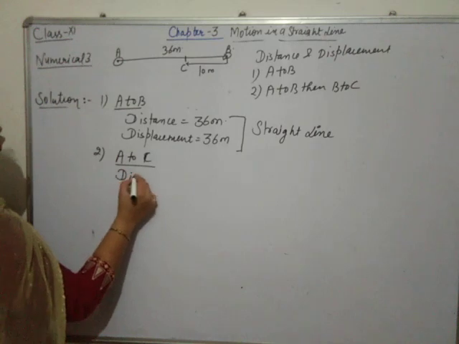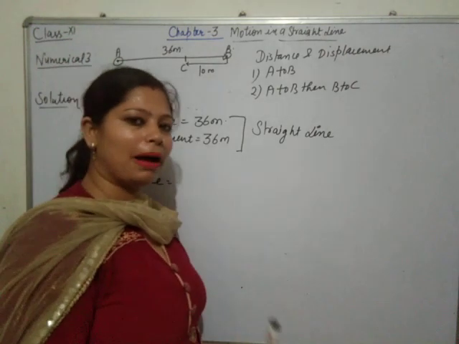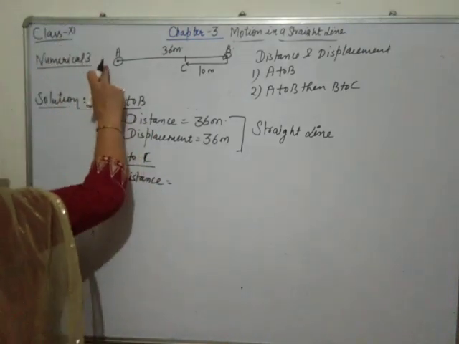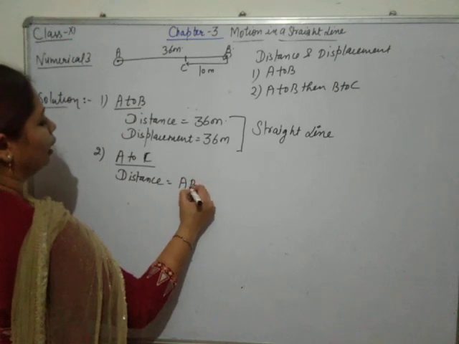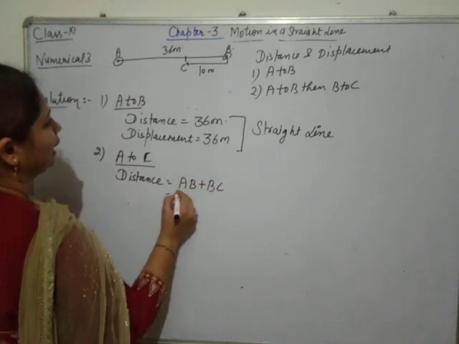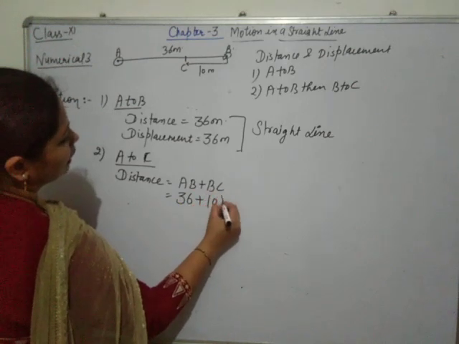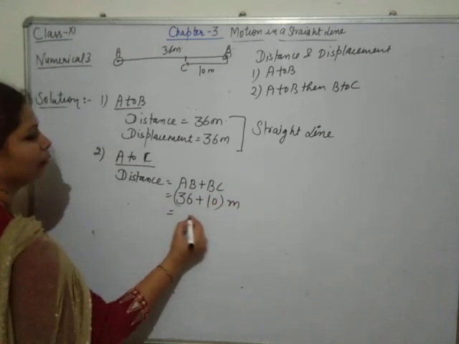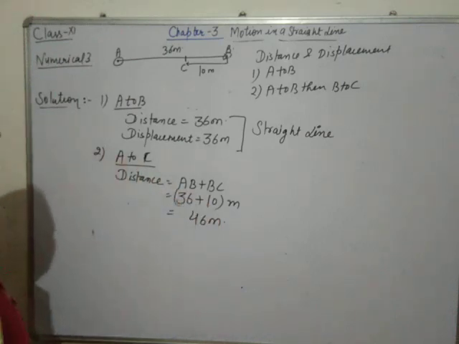Okay, we have to find out distance. What is distance? Distance is the total path length. Total means we have to add from A to B, then B to C. It will be equal to AB plus BC. What is AB? AB is 36 meter. What is BC? BC is 10 meter. So it will be equal to 36 plus 10, 46 meter. So the distance is 46 meter.